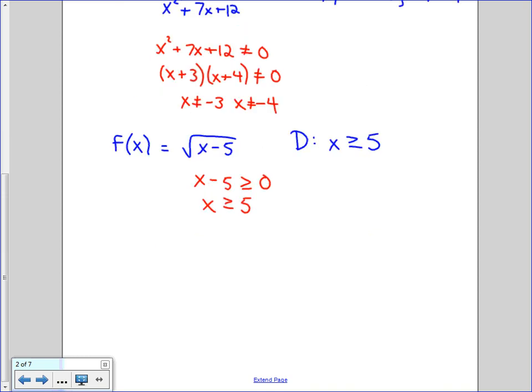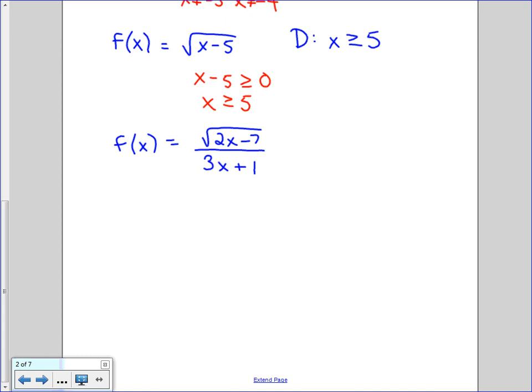Does this get slightly more complicated? Of course. Maybe your function has both a radical and a fraction. Well, now we've got to consider two possible restrictions. We've got 2x minus 7 that has to be greater than or equal to 0. And we've got 3x plus 1 that cannot equal 0.